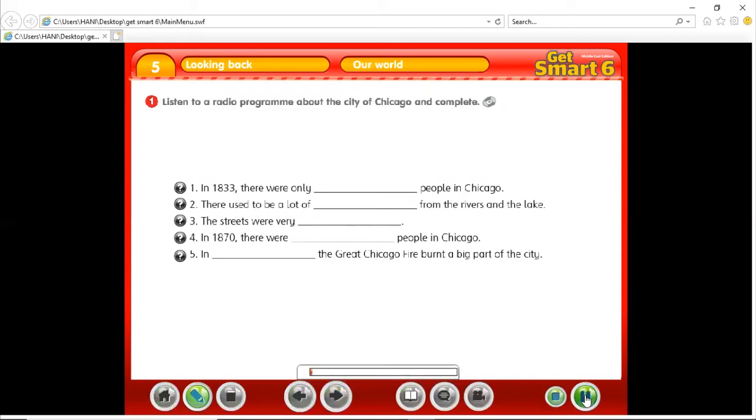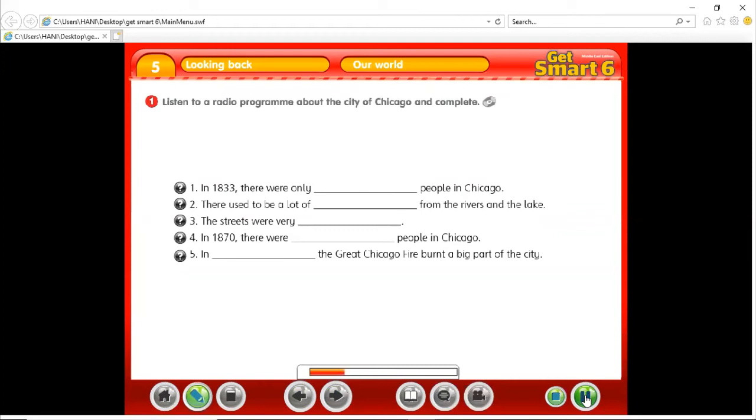Workbook. Module 5. Our World. Activity 1. Listen to a radio program about the city of Chicago and complete. On today's program, A Tale of Cities, we will learn about the history of the city of Chicago.